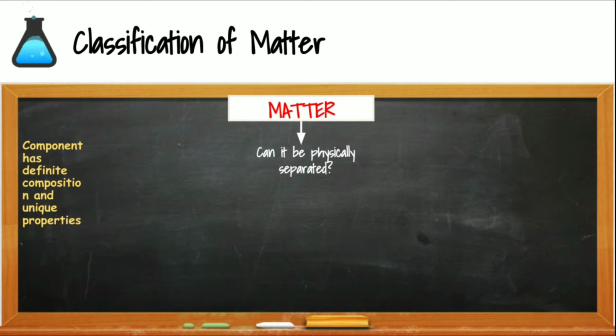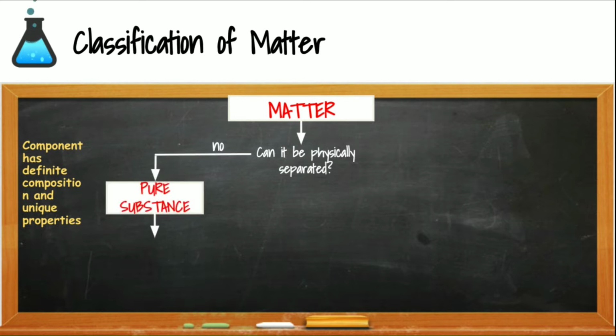So whenever you have something that has mass and takes up space, it will be made of atoms. If you ask yourself, can it be physically separated? That means, can you pick apart the pieces without making or breaking any bonds? Then, if the answer is no, you cannot pick it apart, then you have a pure substance. So today we're going to focus on a pure substance.